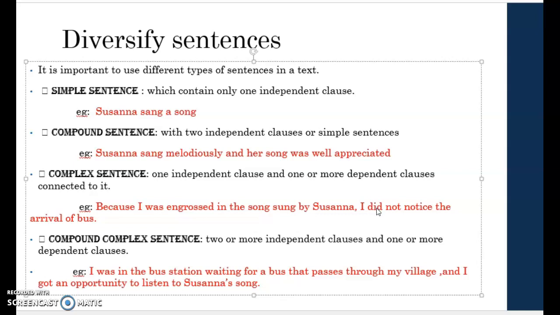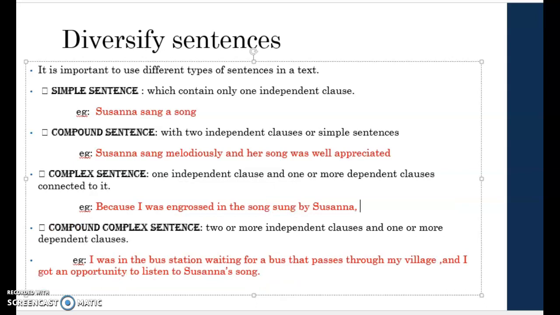Yes, it does make sense. Without the help of any other words, this clause does make sense. But the first part, "because I was engrossed in the song sung by Susanna": if you remove the other section and read just this, does it make any sense? It doesn't. What happened while you were engrossed in her song? So on its own it cannot stand, so this becomes the dependent clause.